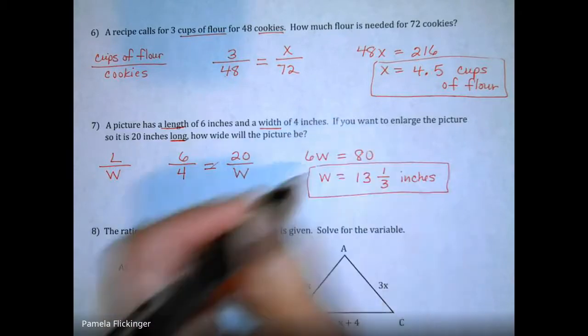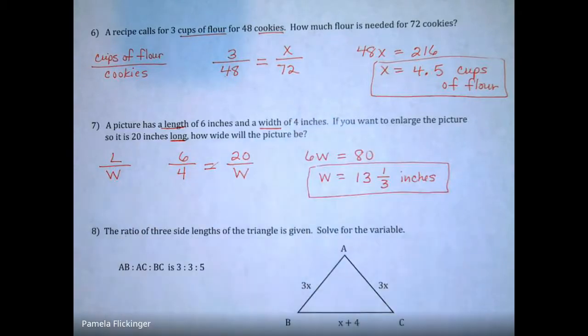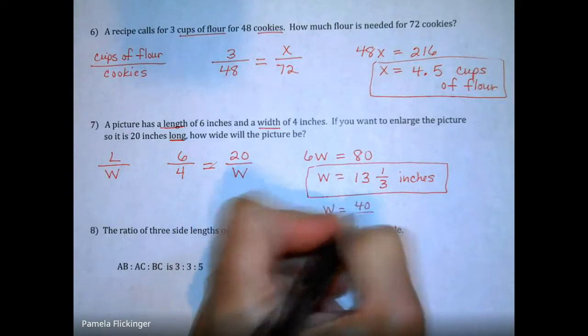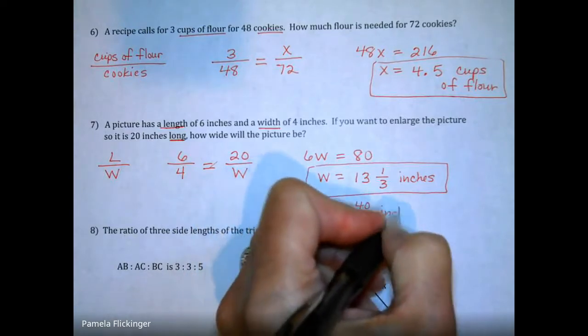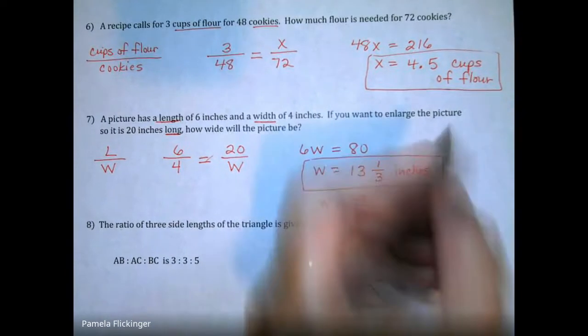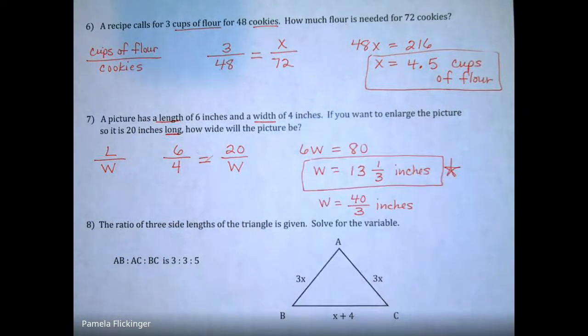This is the only type of problem where we will use what I call a mixed fraction. But we don't want to just do 13.3. We want to change that to a fraction. If I fract that, the calculator is going to tell me that that is 40/3 inches. So that is also correct, but this is the better answer. That's the one that makes the most sense.